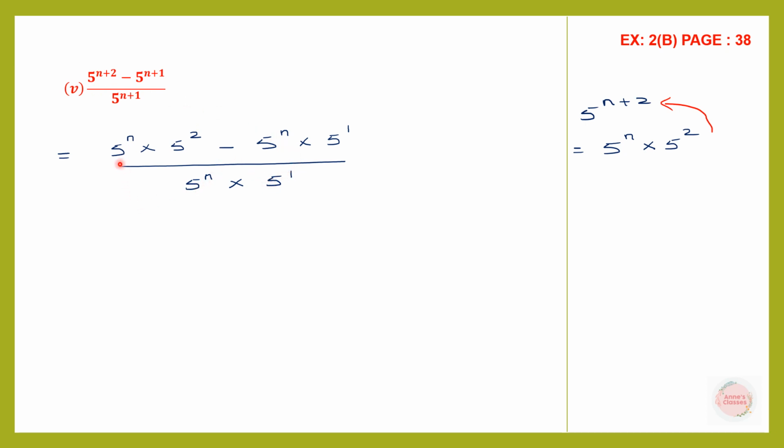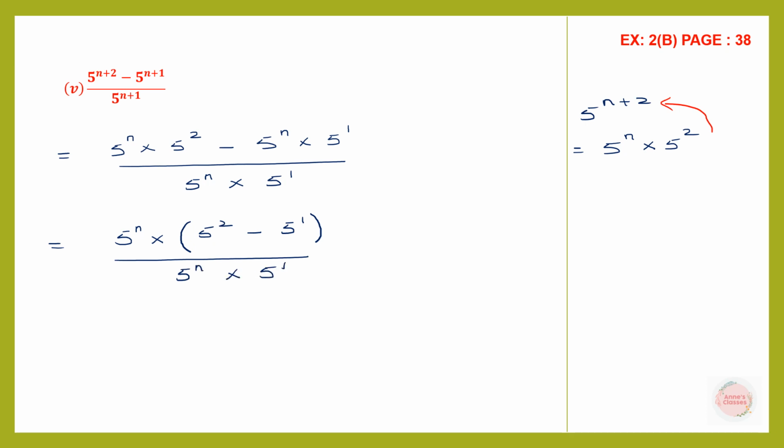Now look carefully. Can you see 5 to the power of n is common to both? In the numerator, it's common to both. So what we can do is take that out separately, 5 to the power of n into, and what is left we can put within brackets. So here I have taken the 5 to the power of n out, from here also. Now I'm going to write 5 to the power of 2 inside, minus 5 to the power of 1 inside. Now close your brackets. Now in the denominator, I already have 5 to the power of n into 5 to the power of 1.